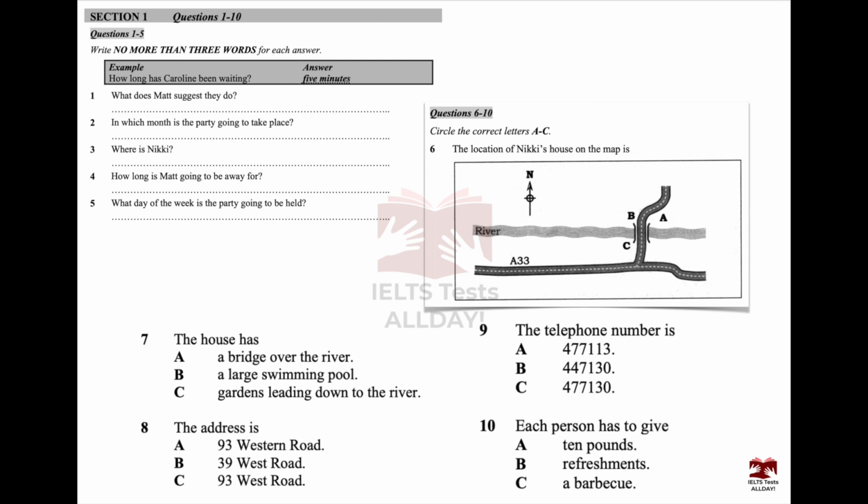How shall we do the invitation? We can do it on the computer. I can scan the map and we'll put it all onto an A4 page. Is this the address? Can I just write the address down? It's 93 West Road, and I'll take the phone number. It's 477130.